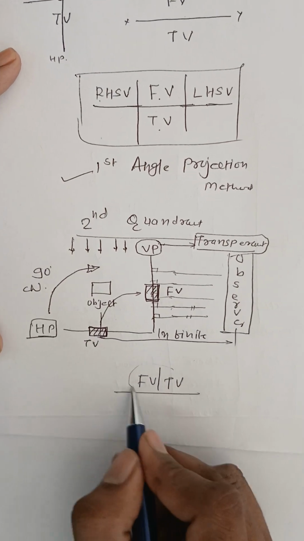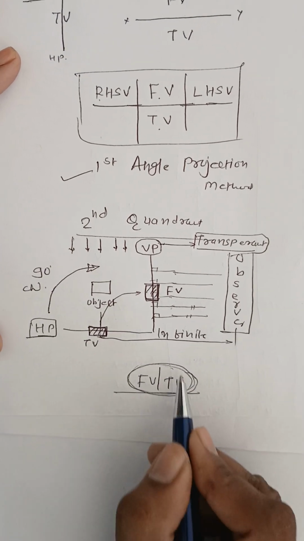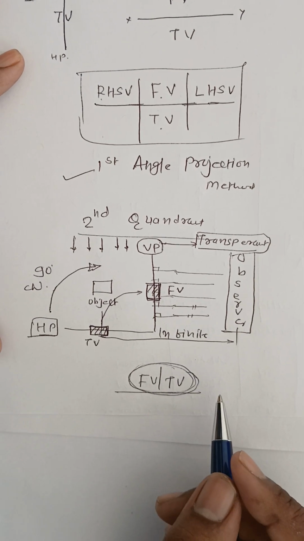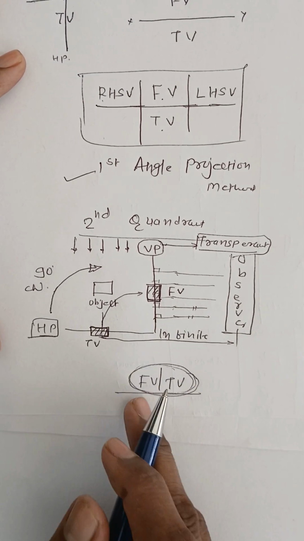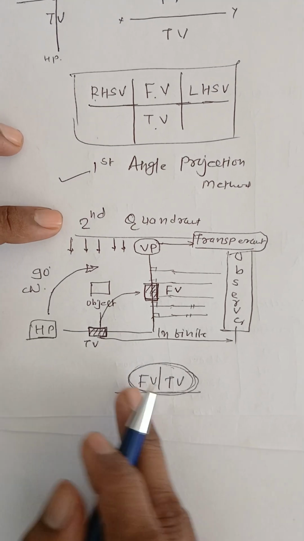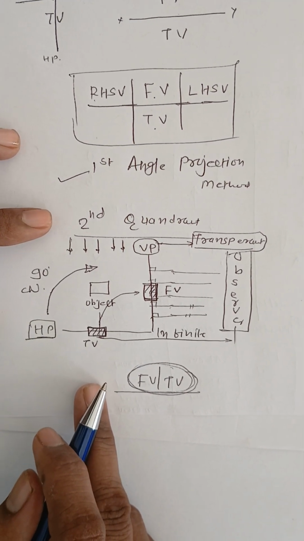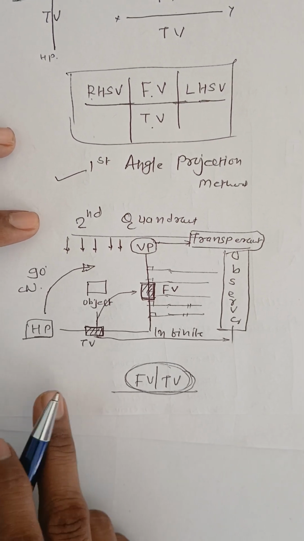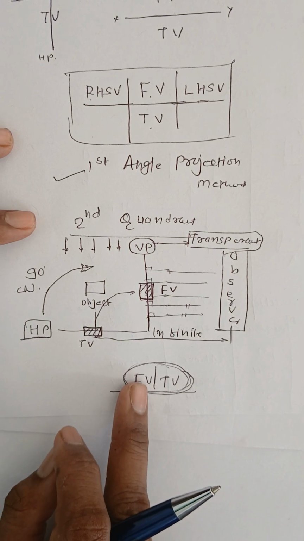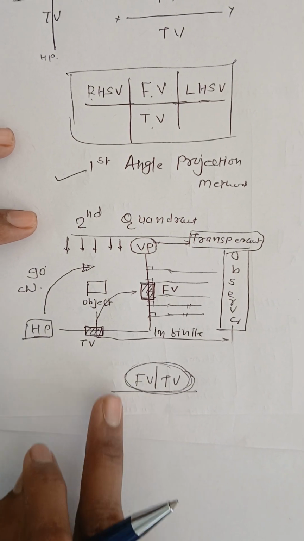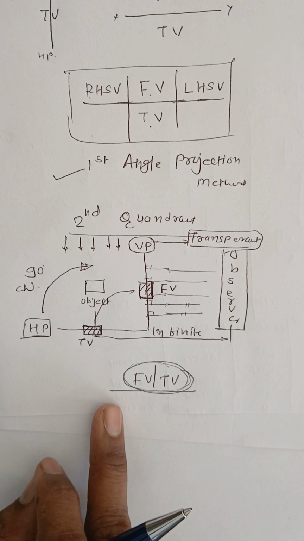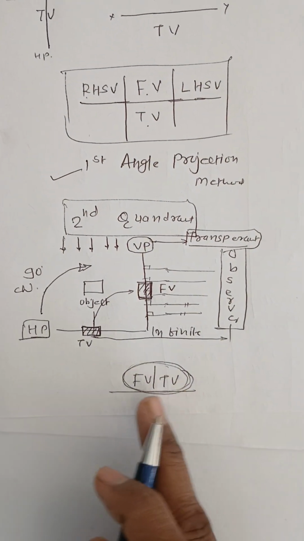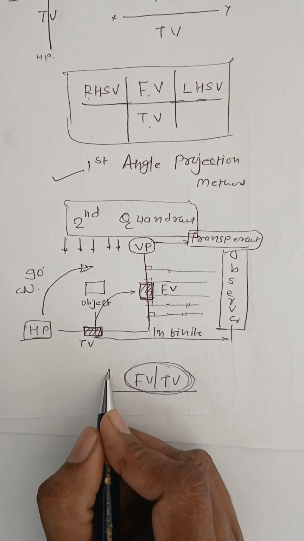So this overlapping is the reason why the second angle projection method is not practically used. Clear? So according to the second angle projection method, projection of a point is going to be used, but in case of a 2D or 3D object, we will not use the second angle projection method. Clear? So in case of the second angle projection method, or else we can say whenever the object is in the second quadrant, then front view and top view are going to overlap above the reference line.